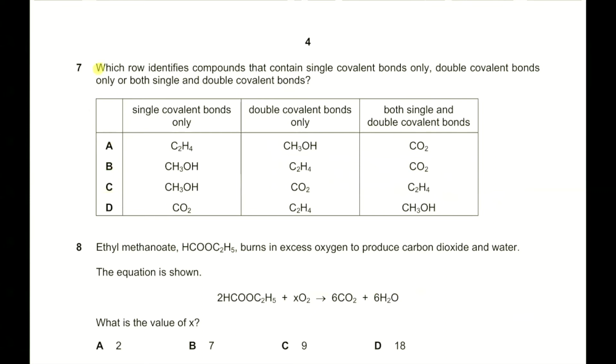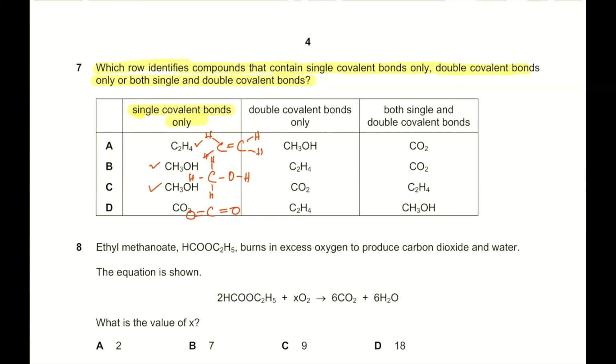Question number 7. Which row identifies a compound that contains single covalent bonds only, double covalent bonds only, or both single and double covalent bonds? Single covalent bonds only. So guys, in the molecule of ethene, we have a C=C double bond. So since there is a C=C double bond, that will be cancelled. Single covalent bonds will be found in methanol. In methanol, there are all single covalent bonds. Guys, in carbon dioxide, we again have C=O double bonds. So B and C are correct for single covalent bonds.